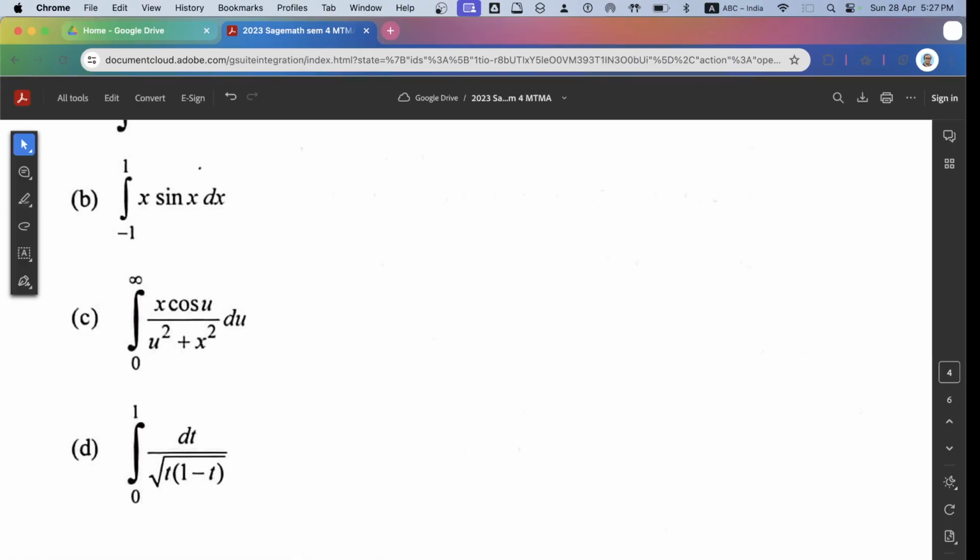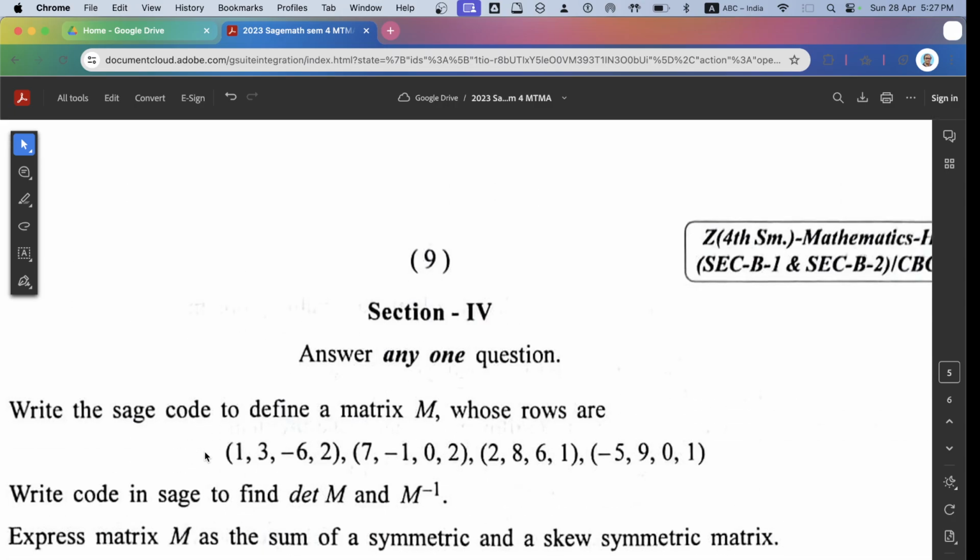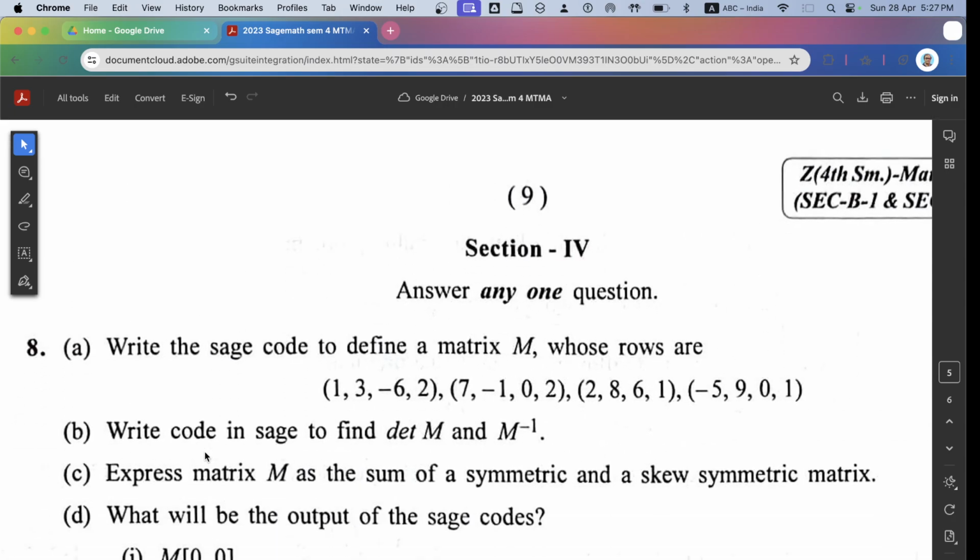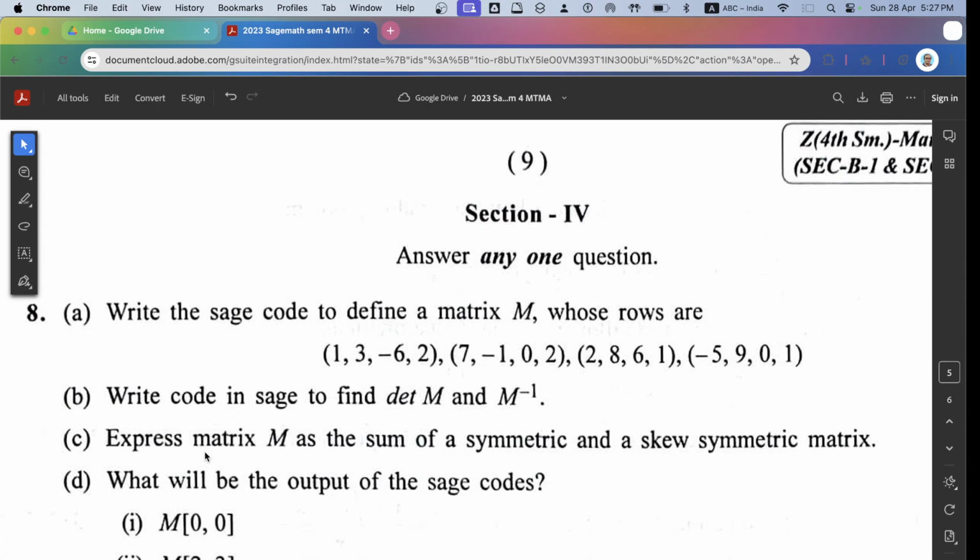Next, section 4. Section 4 is the linear algebra part. Actually, this is the matrix. Question 8a. Write the Sage code to define a matrix M whose rows are 1, 3, minus 6, 2; 7, minus 1, 0, 2; 2, 8, 6, 1; minus 5, 9, 0, 1.